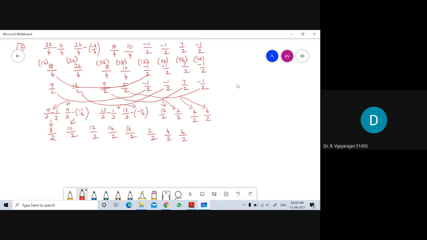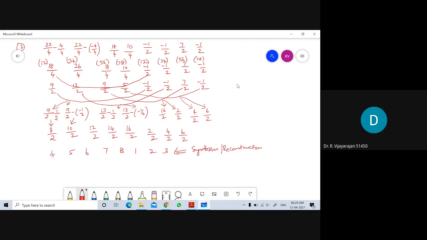So if you rewrite these values, then it is going to be 4, 5, 6, 7, 8, 1, 2, 3. So this is the synthesis part, or it can be called reconstruction.